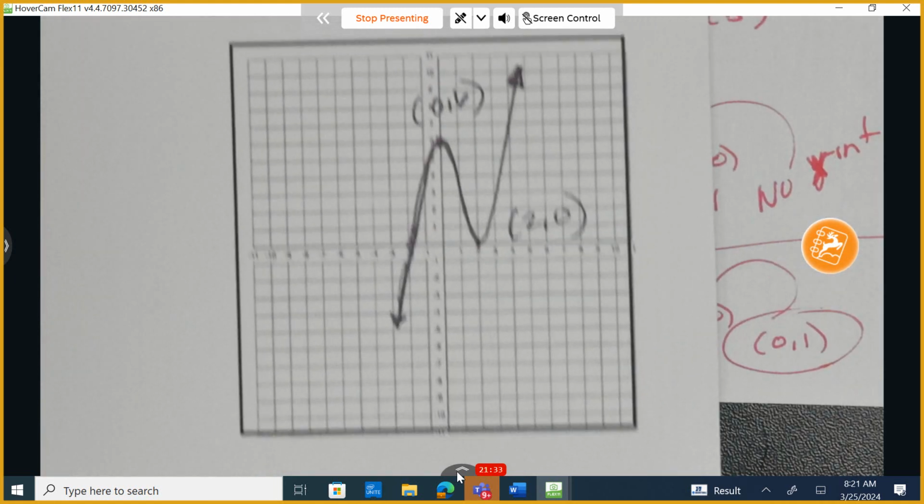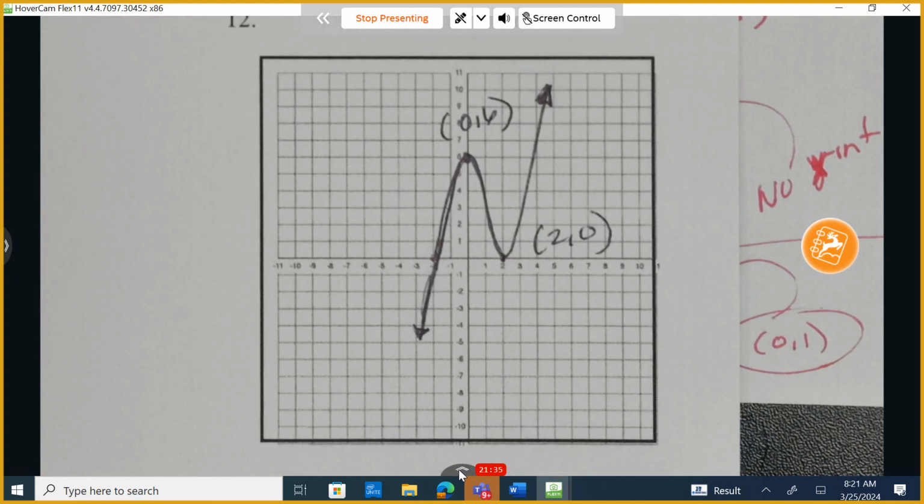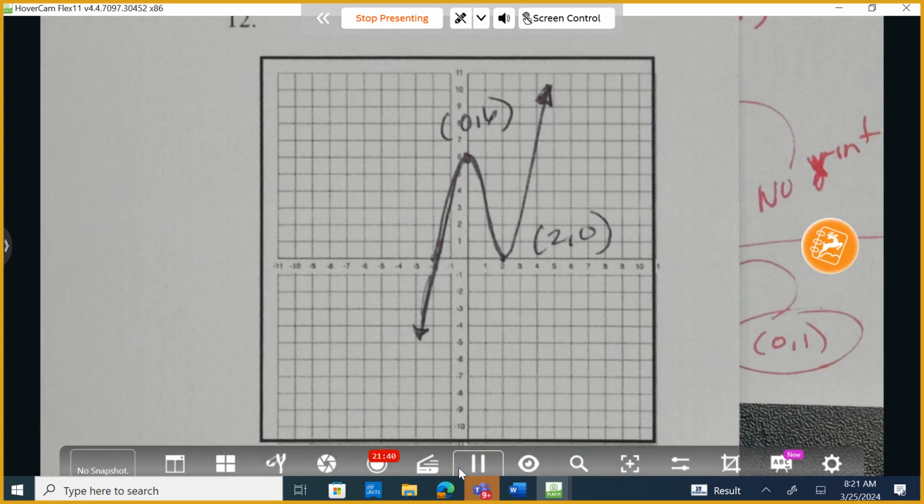Let's look at this problem. Turning to your partner, I'm going to press pause. Again, I want you to identify those local and absolute max and mins with your partner.